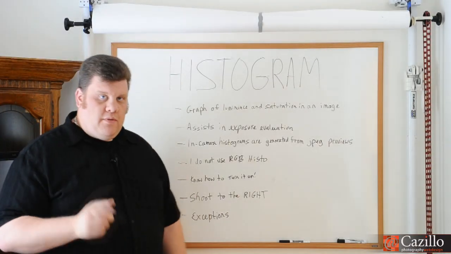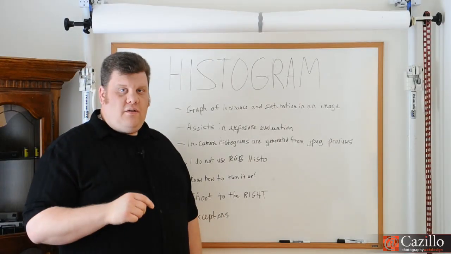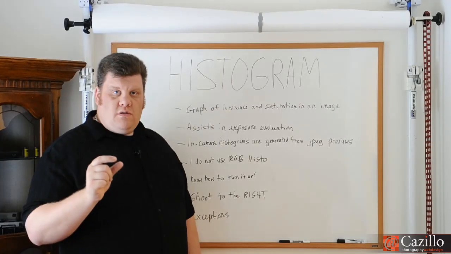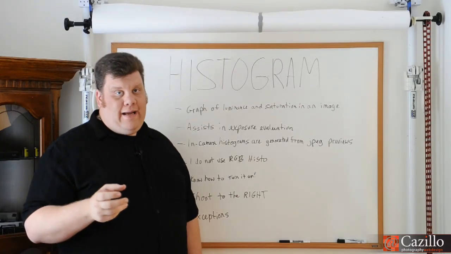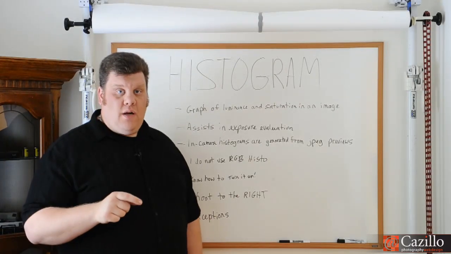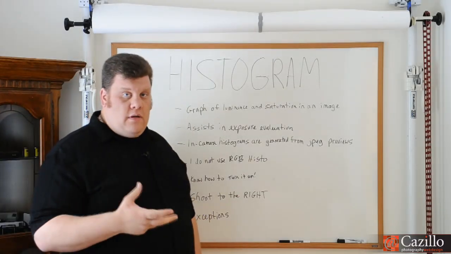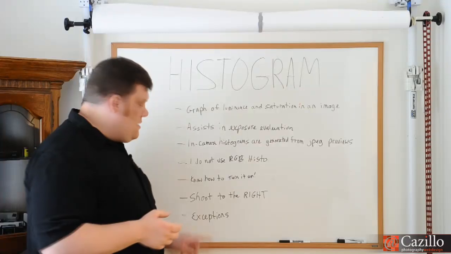Shoot to the right. I'm going to go over this in a minute, but shooting to the right of the histogram means if you're underexposed a little bit, you're losing data. And you don't want to lose data. That's what the histogram is actually going to help you with, to evaluate that exposure so you can do a better job.